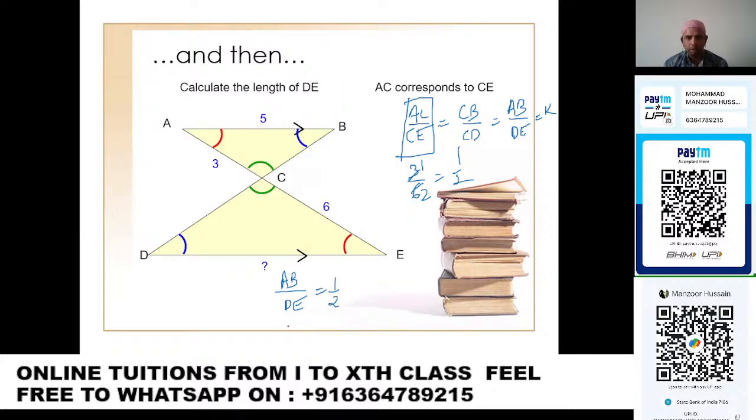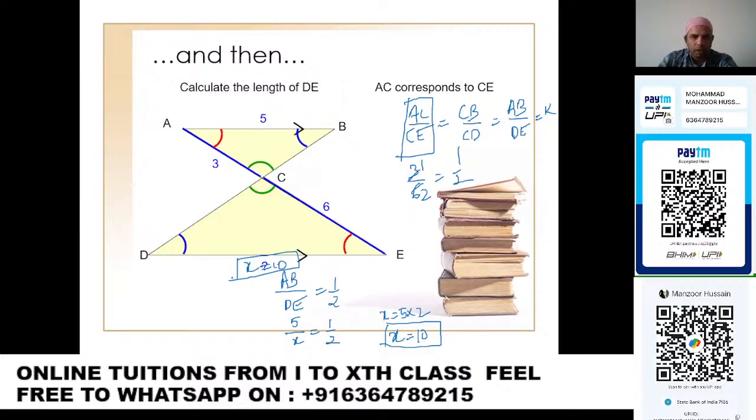In that case, we can now write AB by DE is equal to 1 by 2. That is nothing but AB we have 5 and DE is X. 5 by X is equal to 1 by 2. Therefore, X is equal to 5 into 2. X is equal to 10. So we can mention it as 10 here. Is it going to solve the same way? Let us check it out.